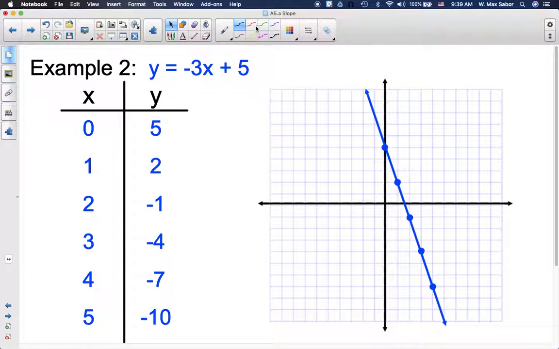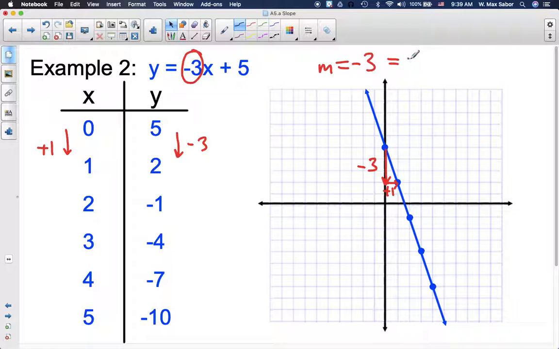In this problem, well, we're going down 3 every time we go right 1. So we're going down 3 and right 1. That's a slope of negative 3. Here our slope is negative 3. You should see how it matches between the 3 representations. And it's consistent. In a line, the slope is the same throughout the entire line. So we're going down 3, right 1, down 3, right 1, and so on.